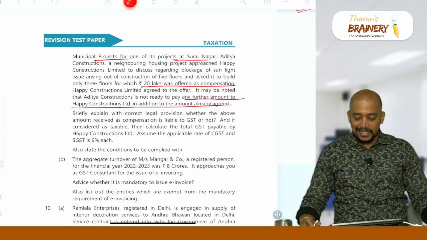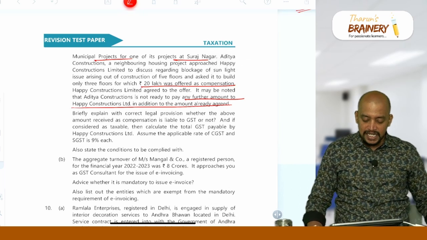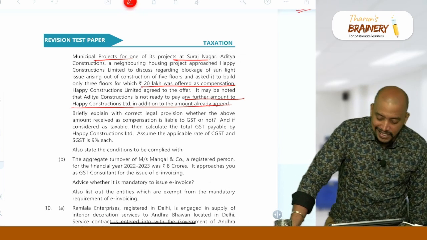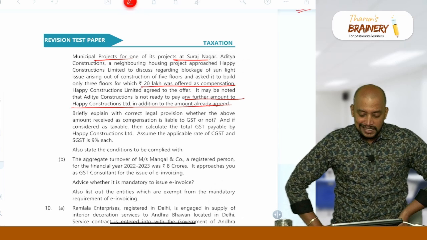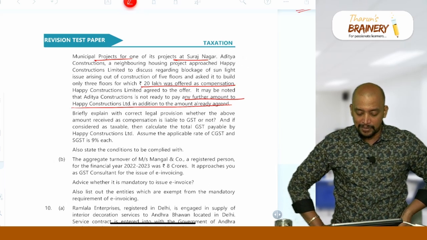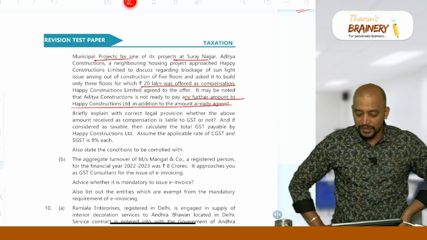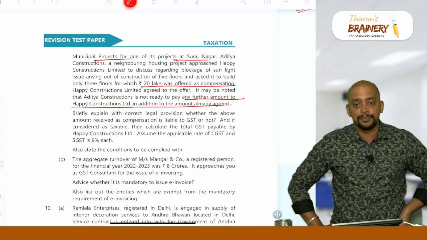Briefly explain with correct legal provisions whether the amount received as compensation is liable to GST or not, and if the consideration is taxable, then calculate the total GST payable by Happy Constructions Limited. Assume the applicable rate of CGST and SGST as 9%.